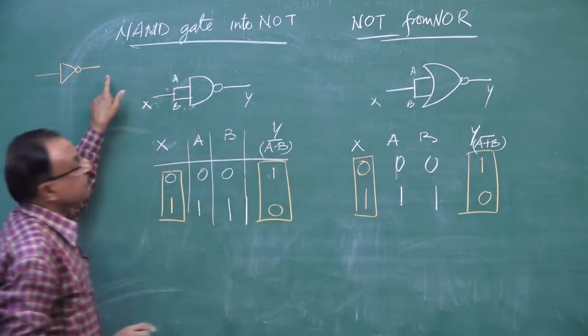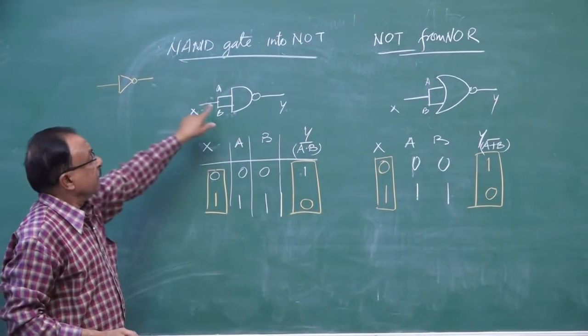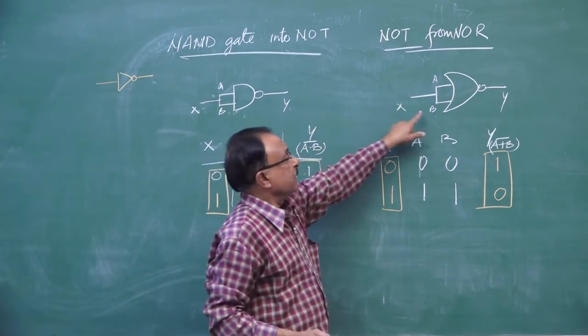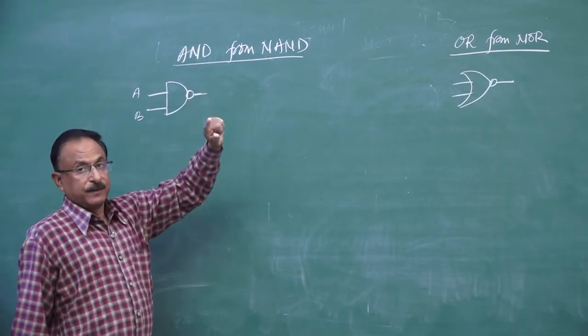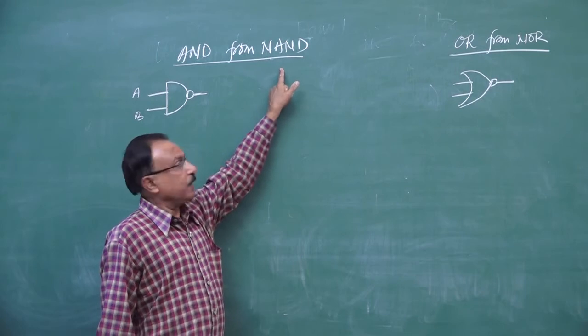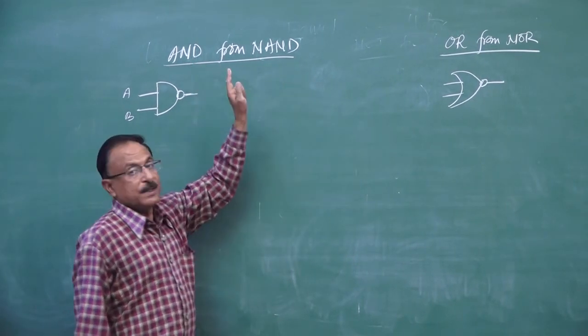So we have three possible NOT gate symbols: the original, this one made up from the NAND gate, and this NOT gate made up from the NOR gate. Now we get another combination. We want to get AND from the NAND. I told you the NAND is a universal gate. We want to get the AND gate from the NAND.